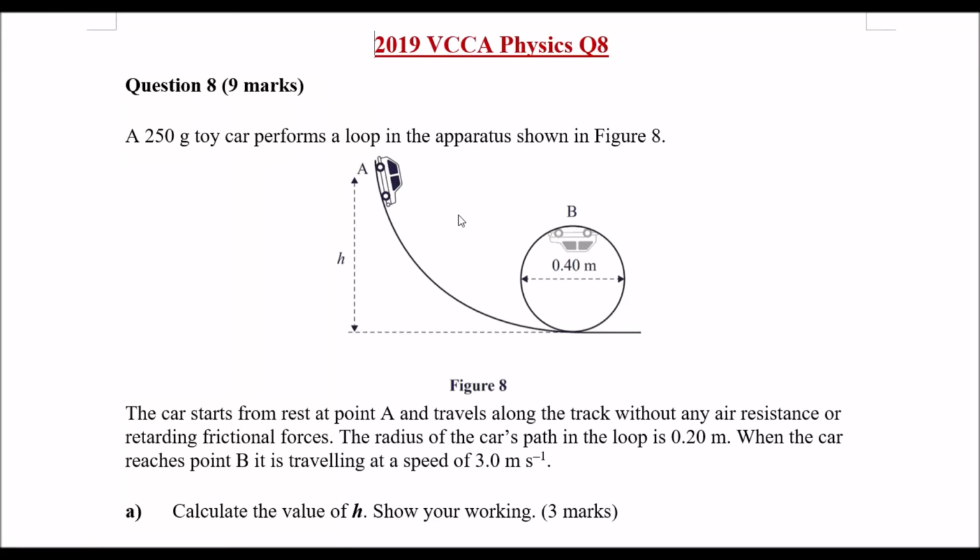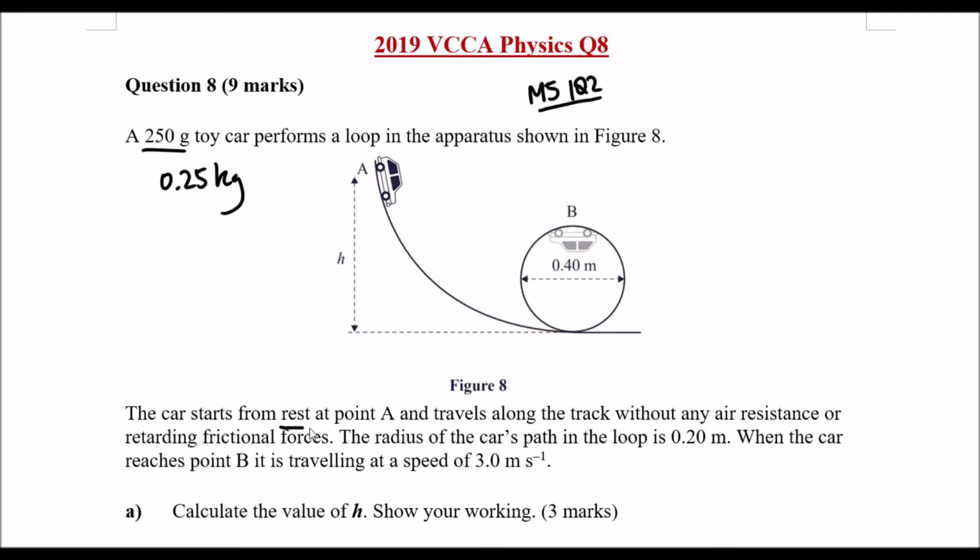Today we'll be covering the 2019 VCAA Physics Question 8. This is going to relate to, if we're talking about the HSC, Module 5, Inquiry Question 2. So 9 marks, we have a 250 gram toy car, or we can just convert it to 0.25 kg, of the apparatus shown in figure 8.